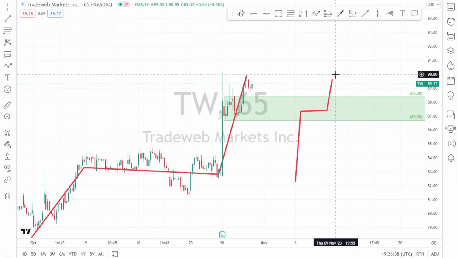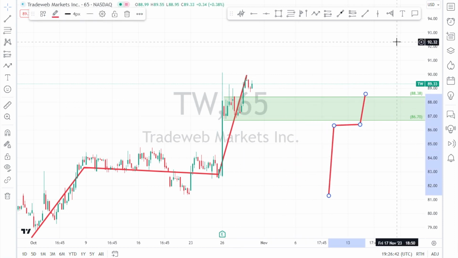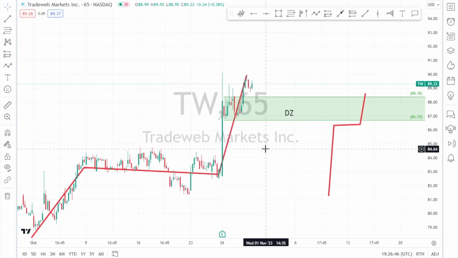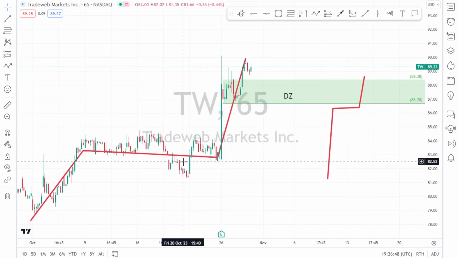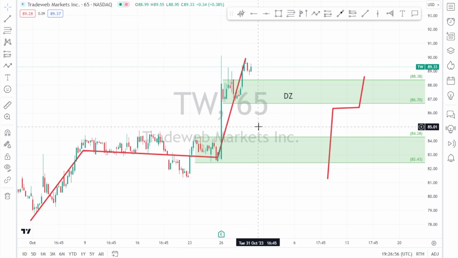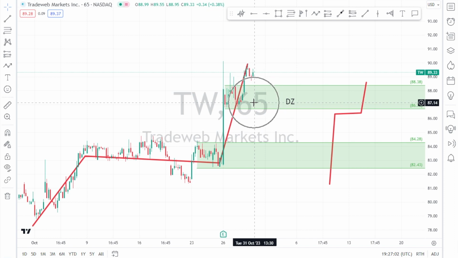Okay, up, sideways, over. So that area is of interest to us, and that's what we call a demand zone. I'm just going to put a DZ right there. All right, and then there's also this area down here, where I had a surge up off this little dip right there, and then it surged again. So it could be one of these two areas. I'm favoring this one right here.